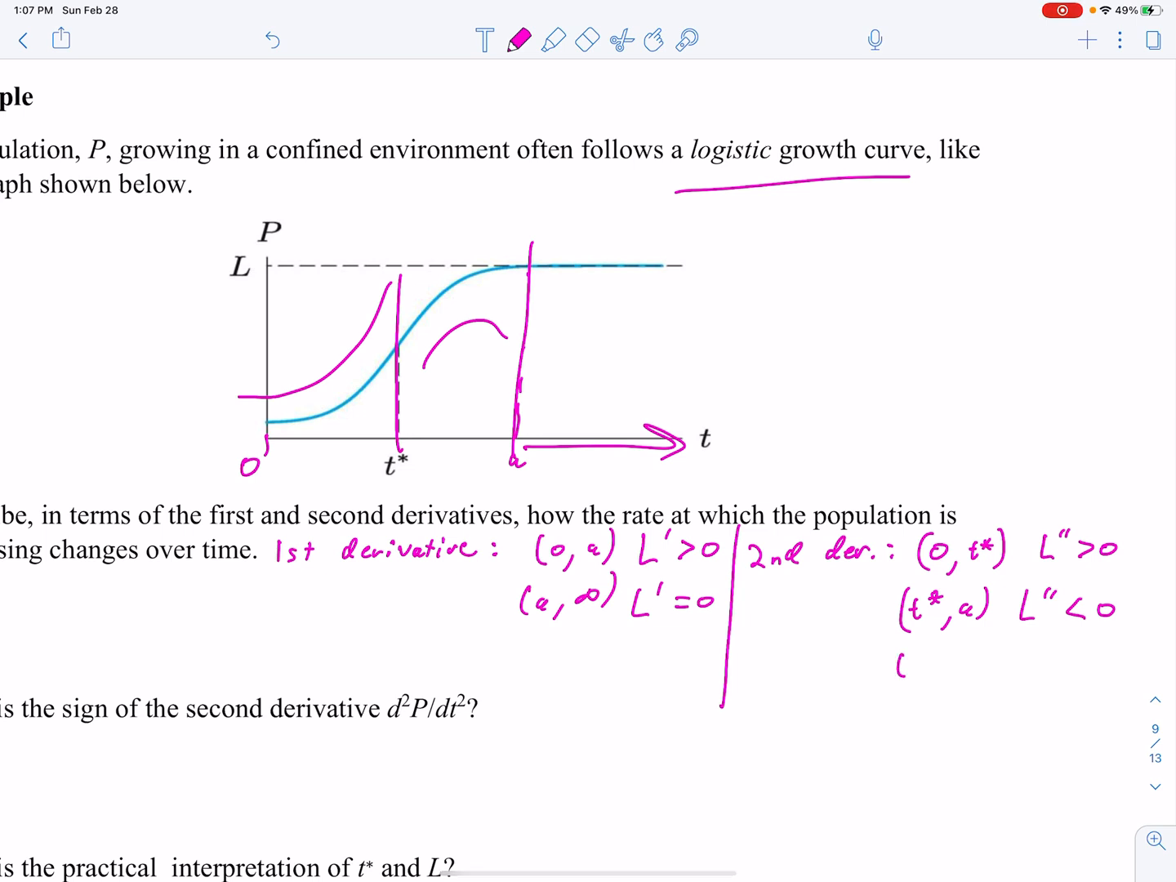Now from A to infinity, we don't say the second derivative is 0. That's something we'll probably touch on later, but we don't say it's 0, it's just no increase.